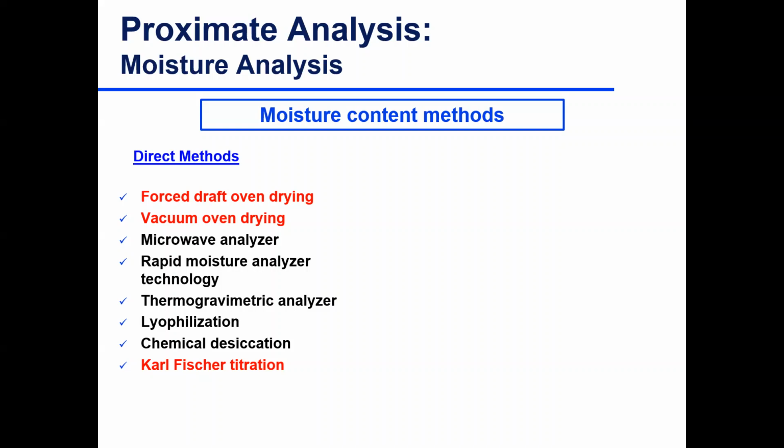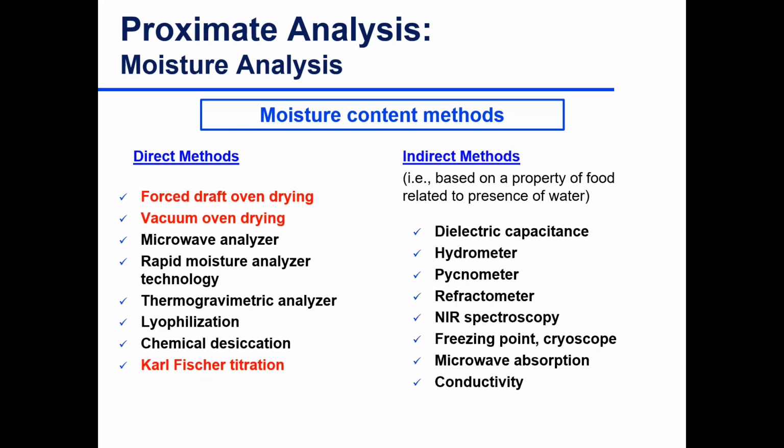There are rapid methods to do this as well. Thermal gravimetric. You can lyophilize or freeze dry. Do chemical desiccation, chemical determination with Karl Fischer. These three are kind of the preferred methodologies, Karl Fischer and what you used above. But it really depends on what you have in your lab and what your purposes are in doing these analyses. Those are all direct methods. You're taking the water out of the food. And so you can use any one of these methodologies.